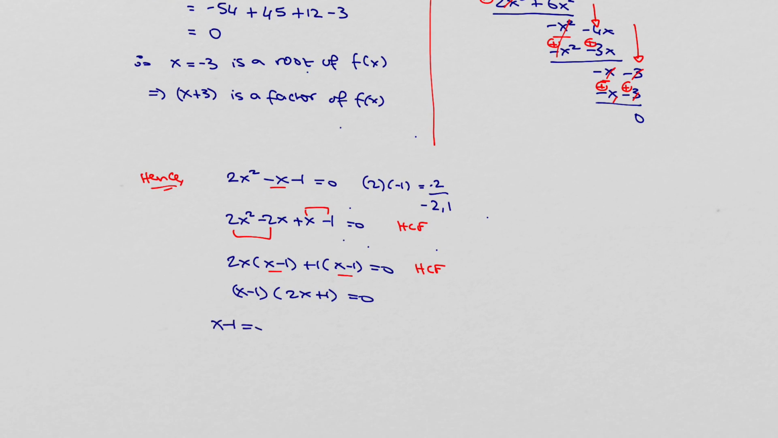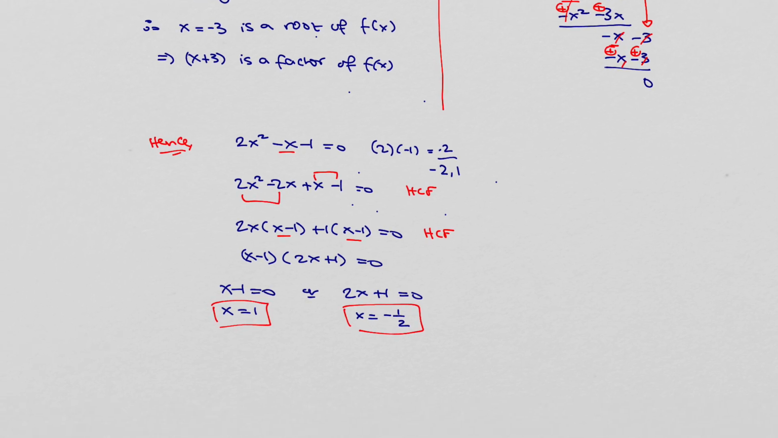So if they both multiply to give us 0, that means that x minus 1 must equal 0. In other words, x equals 1. Or 2x plus 1 equals 0, meaning that x is equal to minus a half. And therefore that gives us our other two roots. In other words, the three roots of f of x are x equals minus 3, x equals 1, and x equals minus a half.